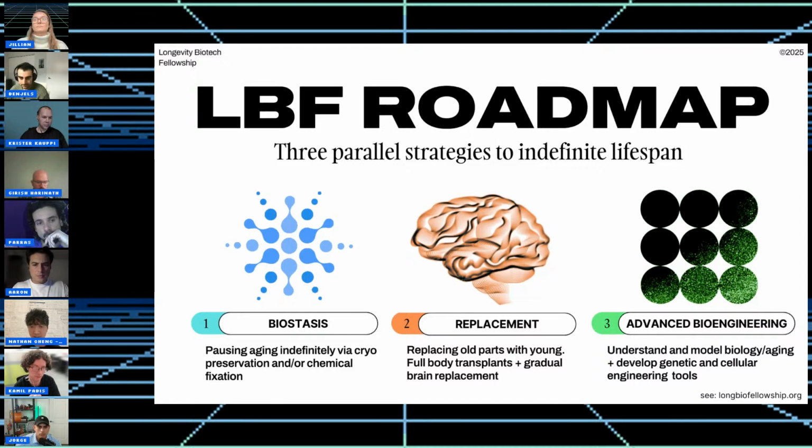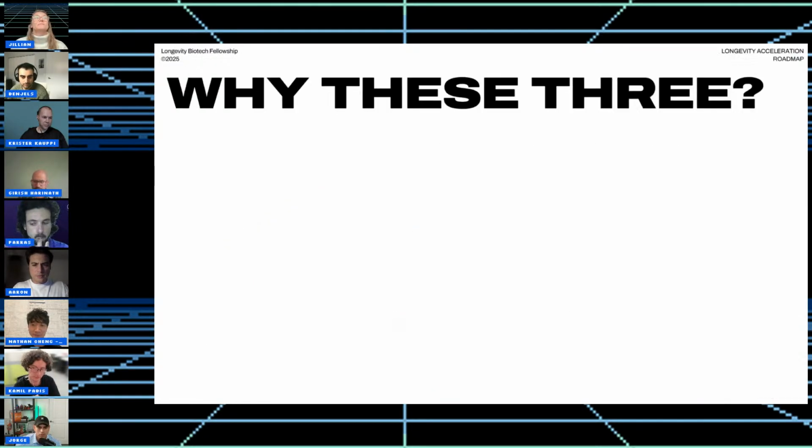And then the last one is advanced bioengineering. This is the hardest one. And basically, there you're trying to understand and manipulate biology at the fundamental level, whether that's molecular or cellular. And this would mostly come in the form of things like advanced gene therapies or cell therapies.